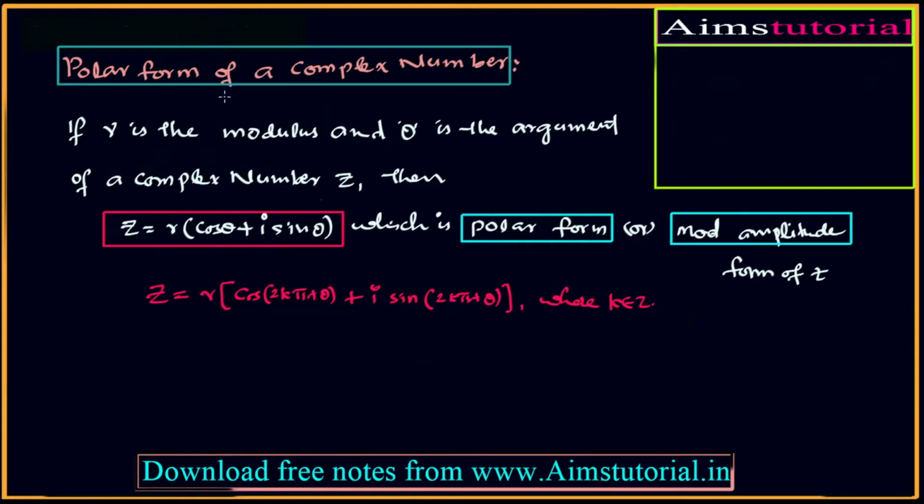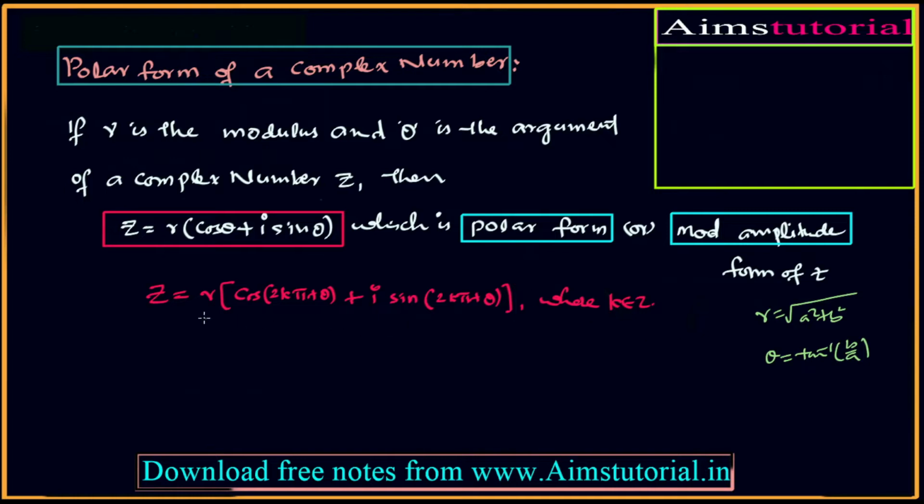Next, the polar form of a complex number. If r is the modulus and theta is the argument of a complex number z, then z equals r into cos theta plus i sin theta, which is the polar form or mod amplitude form of z. If z equals a plus ib, then z equals r times cos theta plus i sin theta, where r equals root over a square plus b square and theta equals tan inverse of b by a.